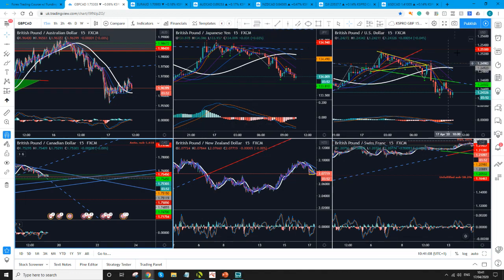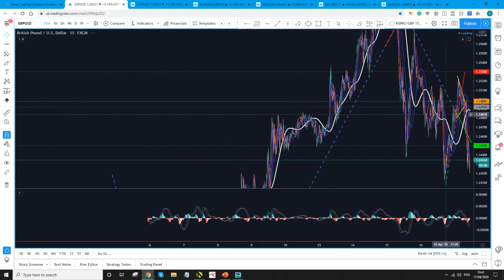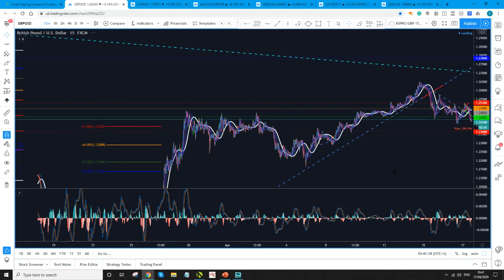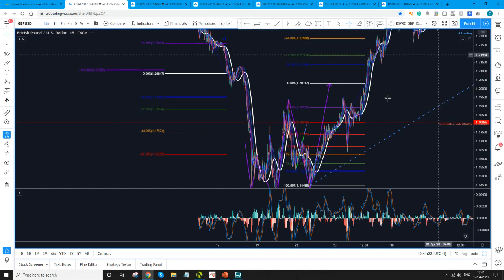And I'm trying to remember which one it was, the pound dollar? It might have been actually. I'm trying to remember which one had the bullish sub crown. There it is. Yep, it was the pound dollar.